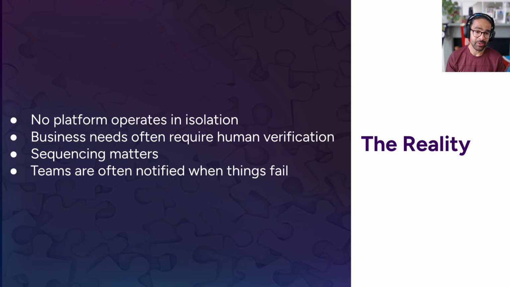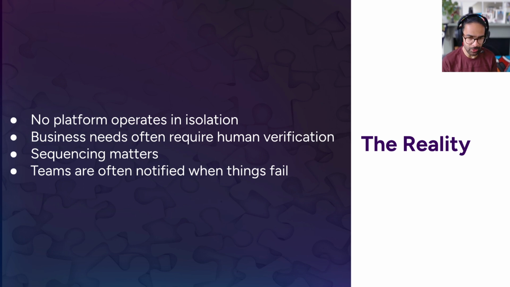So the reality is that platforms do not operate in isolation. There are usually business needs that often require a human verification, be that for compliance or business rules, or you want more guardrails to ensure that things are not deployed in production when they shouldn't be, or deleted from production when they shouldn't be, all those kinds of things. Often as well, sequencing matters, which means you have an order of stuff that needs to be created in that order, otherwise they're not going to work.